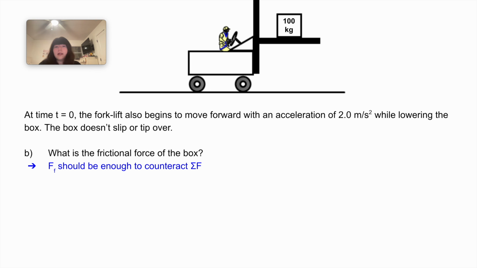So if the box does not slip, then the frictional force between the box and the forklift platform must be enough to counteract the forward force that is acting on the box. So this means that we could just set our frictional force equal to the net force or the sum of forces, which, as we all know according to Newton's second law, is F equals ma. So when we sub in, we have to keep in mind that we're inputting the acceleration that's in the forward direction, which is given to us above. So we are going to multiply 100 kilograms, the mass of the box, by the acceleration in the forward direction. When we do this, we get 200 newtons as our answer.